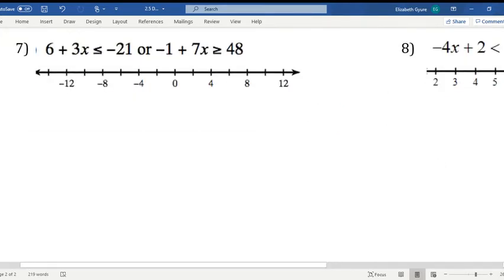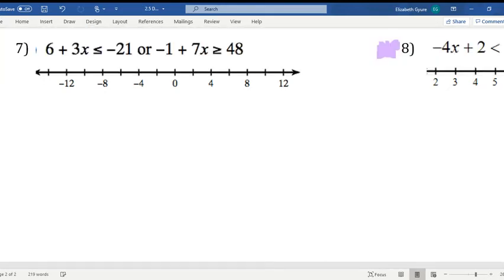All right, number 7. We have 6 plus 3x is less than or equal to negative 21, or negative 1 plus 7x is greater than or equal to 48. We're going to do this one together. Then I'm going to have you guys try out 8 on your own.